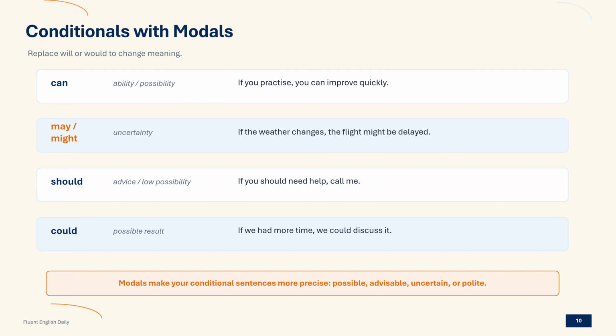Use should to express advice, politeness, or a low possibility. For example, if you should need help, call me. This sounds more formal than if you need help. We can also use could for a possible or available result. For example, if we had more time, we could discuss it. Choosing different modal verbs allows you to express possibility, uncertainty, ability, advice, or politeness more accurately.